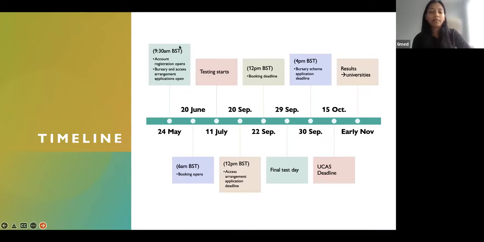You can create an account on the UCAT website, and anyone who requires a bursary or any access arrangement can apply for that. Those applications open on the same day. Then a month later, on the 20th of June, you can start booking when you want to do your UCAT. You do have about 6 weeks before when you book your test, I think it's 4 to 6 weeks, I can't remember exactly, so definitely check on the website.